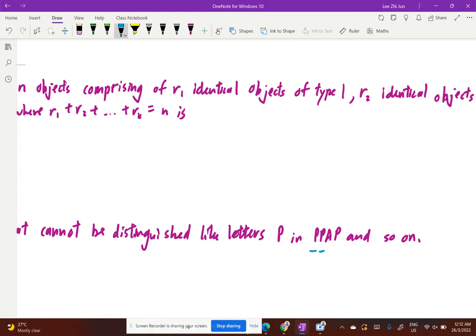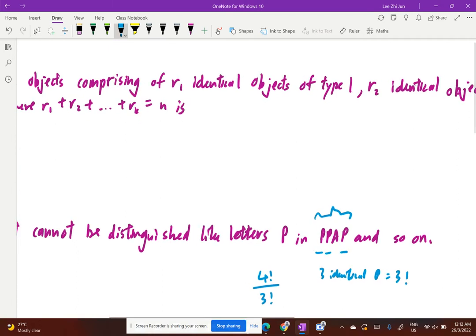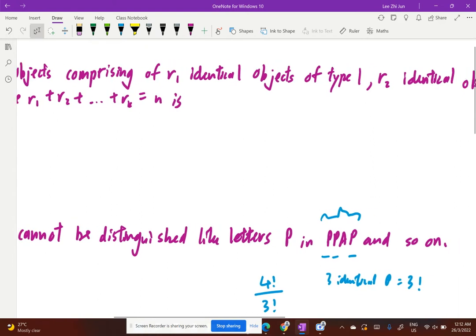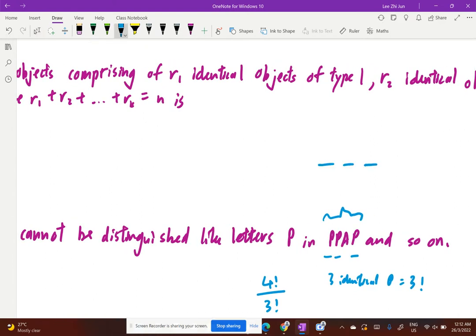You see the P in PPAP, there are three identical Ps, so it will be 3 factorial. If I want to arrange all four letters in a row, I need to do 4 factorial divided by 3 factorial. If they are identical, their arrangement is not important. A P here and a P there, or a P anywhere, is also the same because they're identical. So you divide by 3 factorial. For me, my understanding is like this.